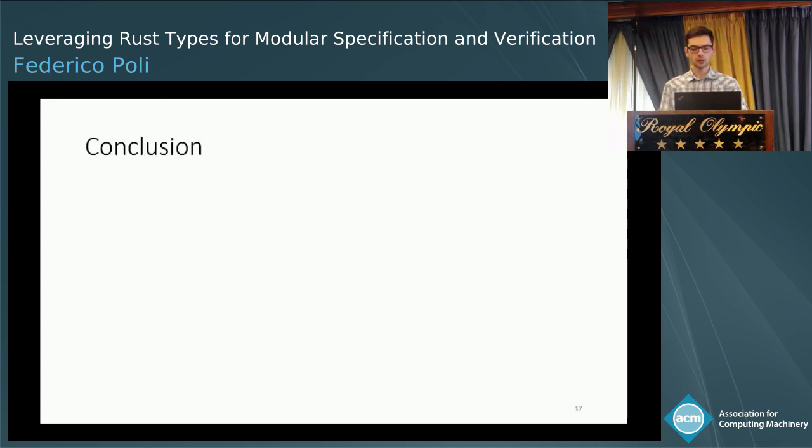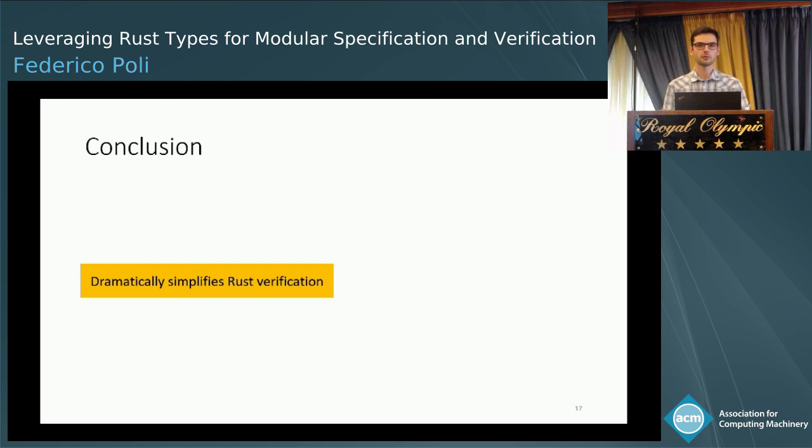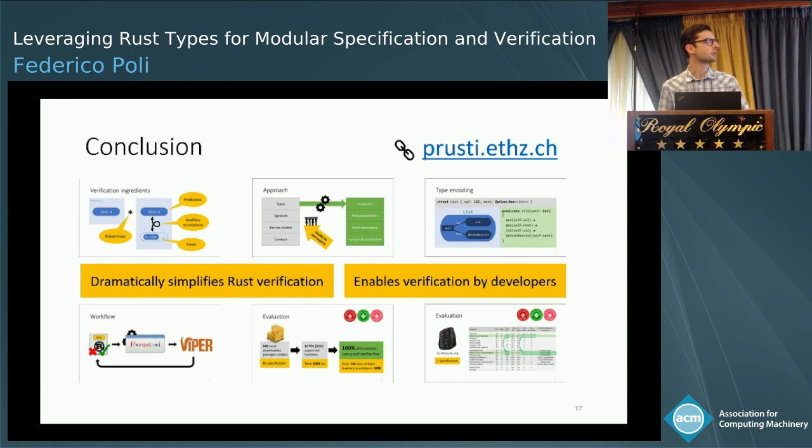So in conclusion, in our work, we dramatically simplify Rust verification using the information coming from the type system. And we believe that this approach will enable verification by developers. So this is the link to our work. Our tool is available on GitHub, and so is the IDE extension that I showed in the demo. And thank you for your attention.